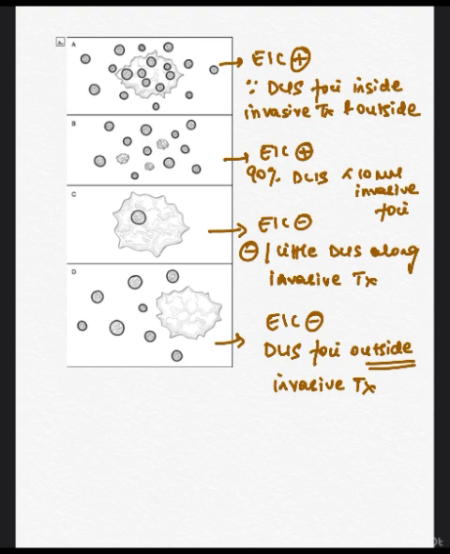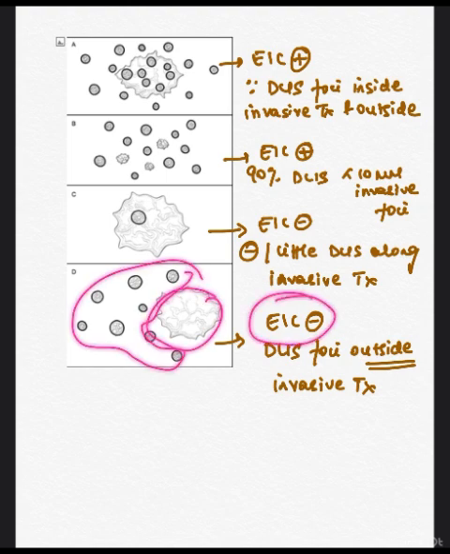Now in this case, you can see that there are DCIS foci inside as well as outside. So extensive intraductal component is present. Here you can see in B, 90% is DCIS and there is less than 10 mm of invasive foci. Here also extensive intraductal component is positive. Now in this case, there is invasive tumor and very little DCIS or no DCIS. So in this case, EIC is negative, and here this is an invasive tumor and only outside there is DCIS. So in this case also EIC is negative.